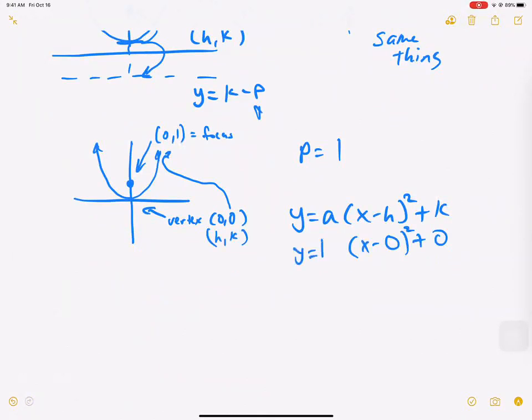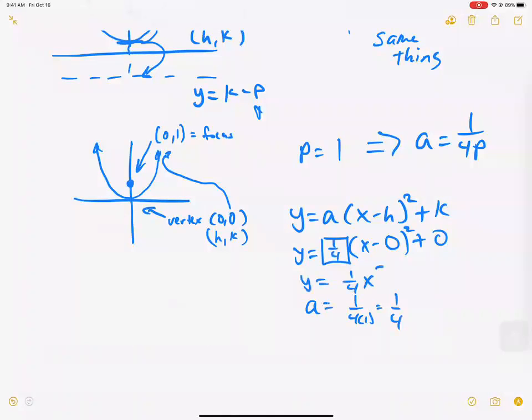Now, our big deal now is, what is a going to be? Well, please use this formula: a is equal to 1 over 4p. And what did we say p was? p was equal to 1. So our a value is equal to 1 over 4 times 1, which is 1 over 4. Simplifying the problem, y is equal to 1 over 4 x squared.